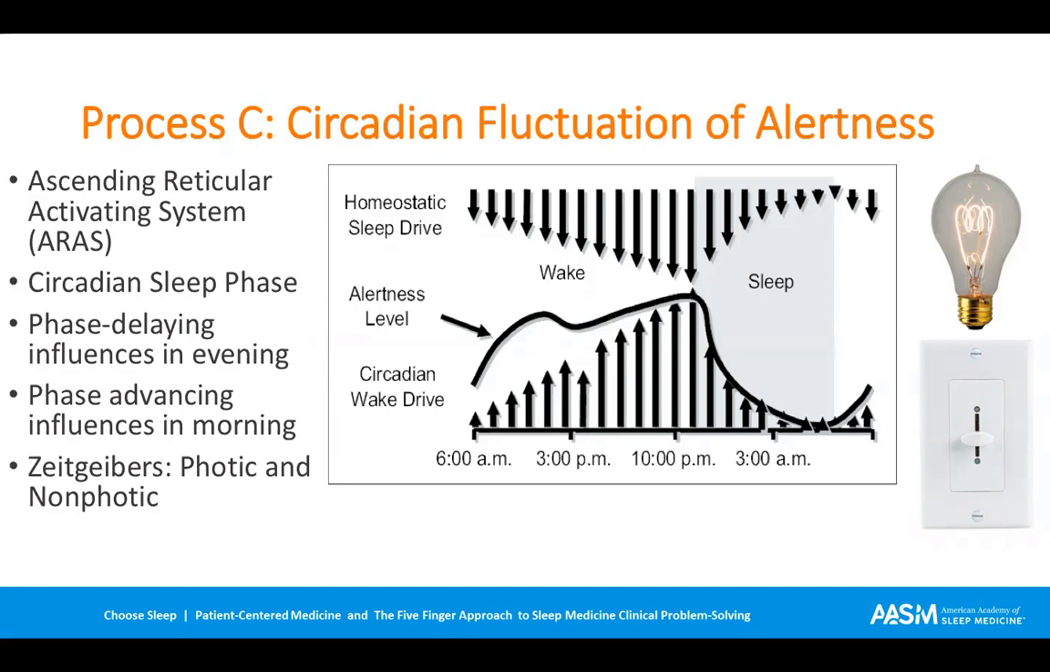If you do the opposite experiment, minimize phase delaying influences at the end of the day, maximize the phase advancing light in the morning, you can only back up the circadian sleep phase by about 30 minutes per 24-hour cycle. So it turns out that some folks are more sensitive than others to the phase delaying influences that happen toward the end of the day. These people know who they are, and they usually self-identify as night owls.